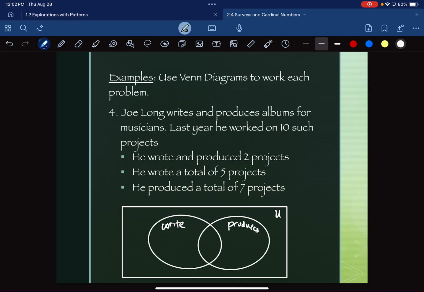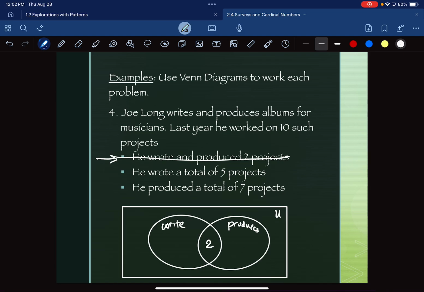Okay, which of these three pieces of information should we start with? The wrote and produced, which happens to be the first one listed, right? It says he wrote and produced 2. Where does that go on the diagram? The very center. Okay, pretty good so far. Okay, so we've taken care of this piece of information.